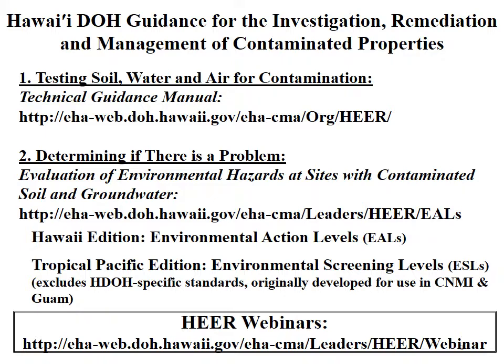There are 2 editions of this document. First, referred to as the Hawaii edition. In this document, we present what we refer to as environmental action levels for soil, water, and air. And the second edition of this document, referred to as the Tropical Pacific edition. In this document, we refer to these same action levels as screening levels or environmental screening levels. The first document, the Hawaii edition, incorporates Hawaii-specific standards. And the second document, the Tropical Pacific edition, refers to non-Hawaii specific standards, usually derived from USEPA or other references, originally developed for use in CNMI and Guam.